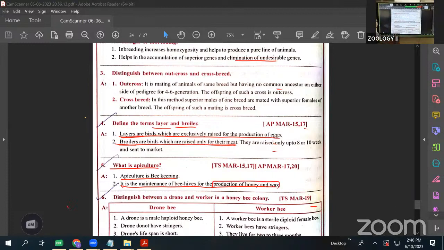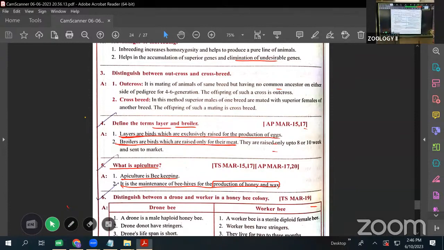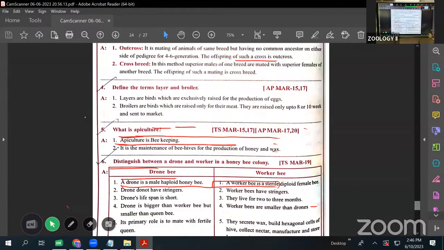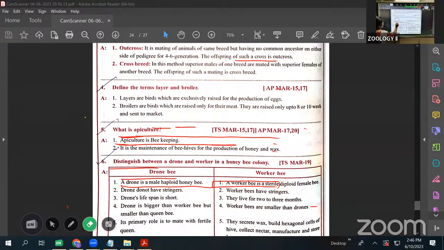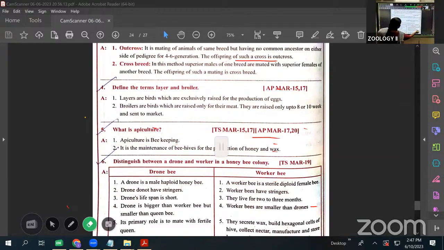Next, what's the difference between the drone bee and the worker bee? One is a male and one is a female. Inside the bee colony, mainly three types of insects are there: the queen, the drone, and the worker. What's the difference between them?